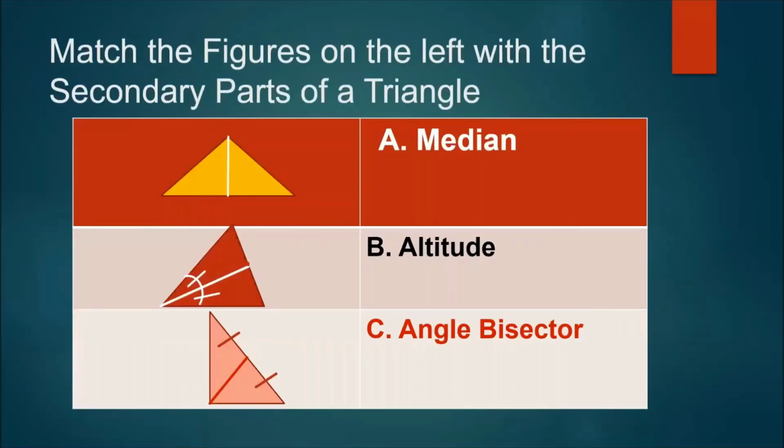Match the figures on the left with the secondary parts of a triangle. So the first figure represents an altitude. The second figure represents an angle bisector, C, and the last figure represents a median.